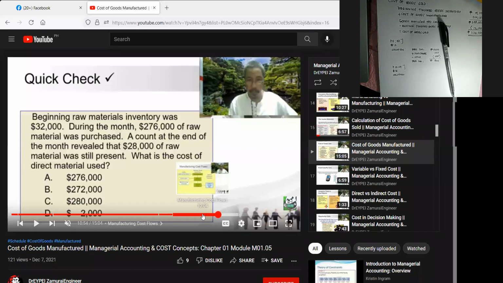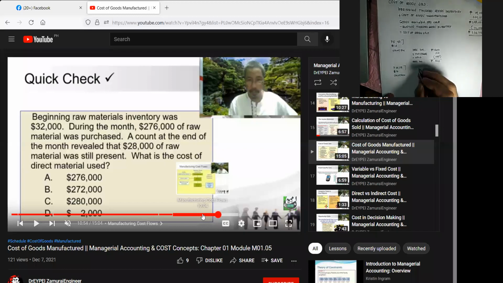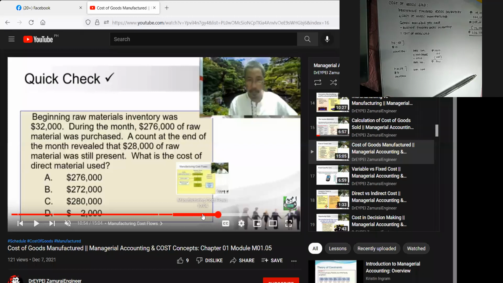Given beginning raw materials inventory. So beginning, write it down. Beginning raw. It is important to say raw material because there are three types of material: raw material, work in process, and finished goods. So those are the three types of material. That's why you have to say what type of material your inventory is.